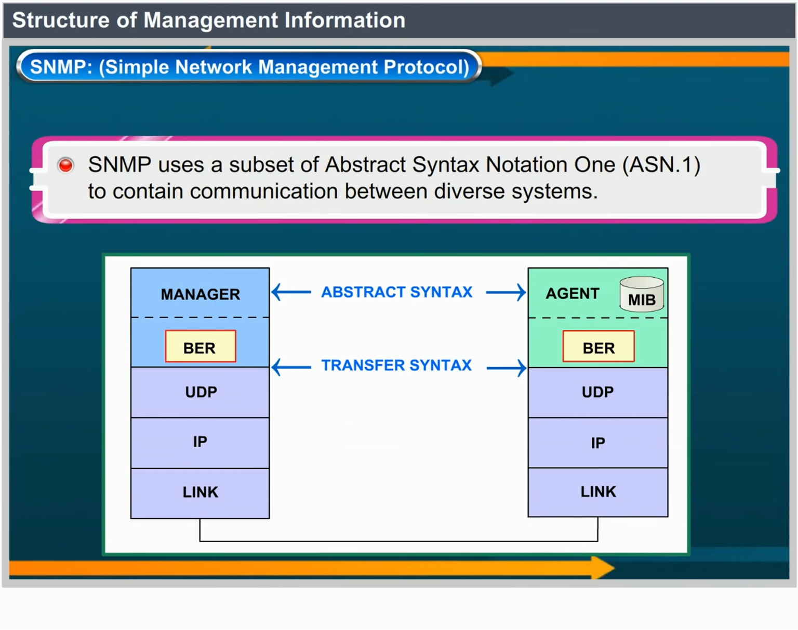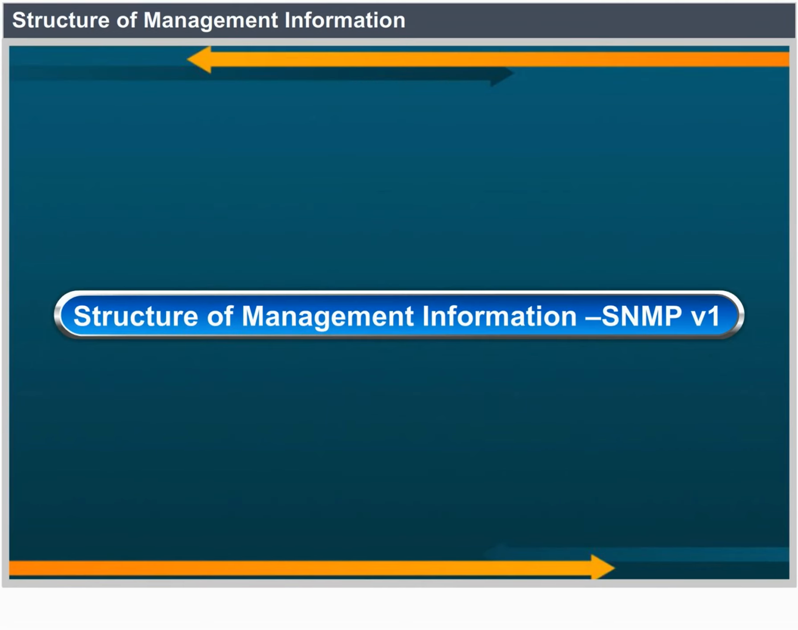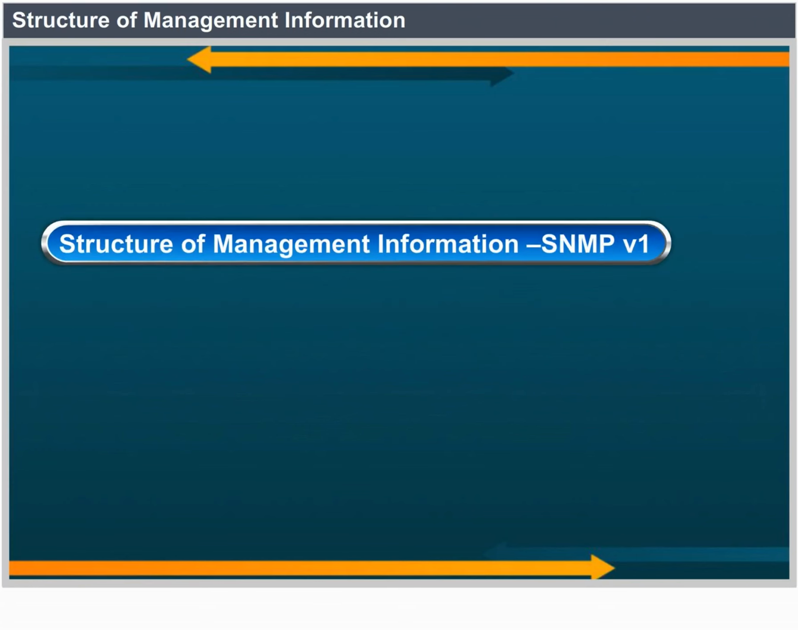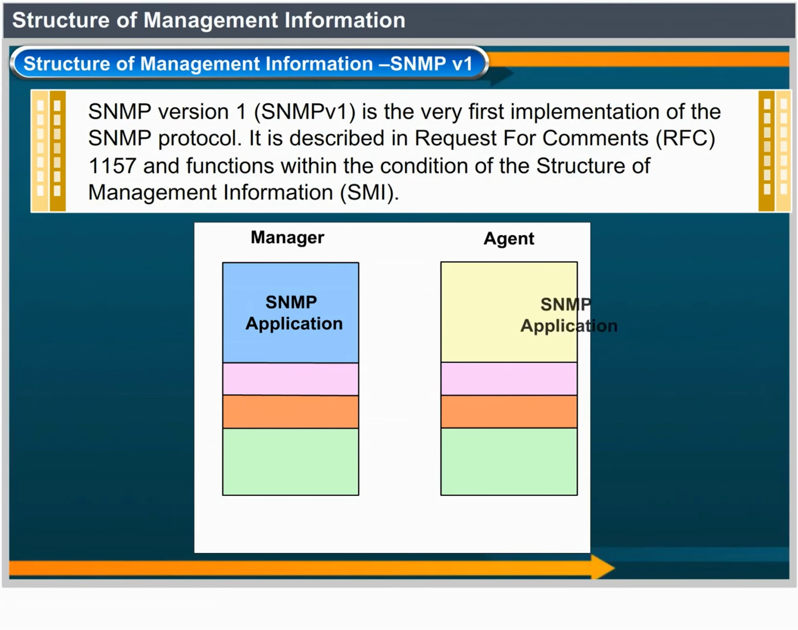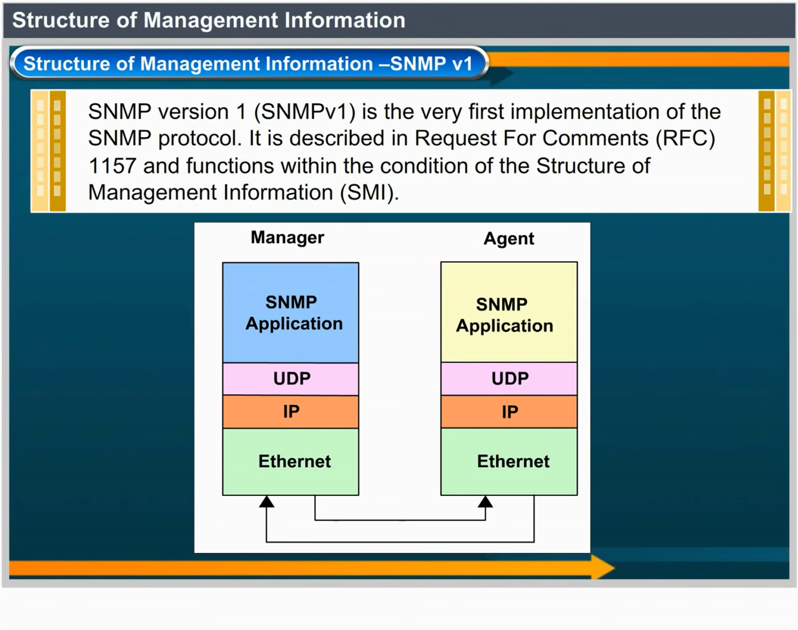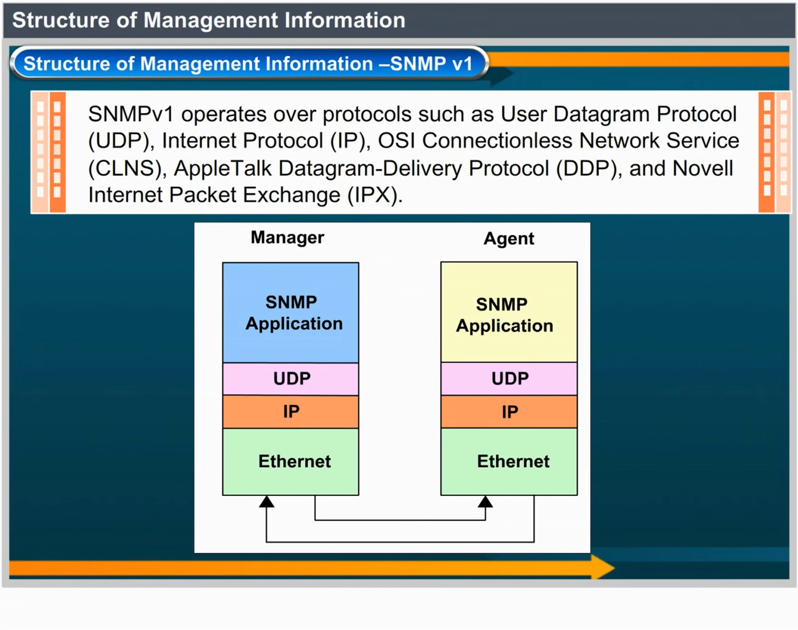Structure of Management Information, SNMP v1. SNMP version 1 or SNMP v1 is the initial implementation of the SNMP protocol. It is described in Request for Comments or RFC 1157 and functions within the specifications of the Structure of Management Information or SMI. SNMP v1 operates over protocols such as User Datagram Protocol or UDP, Internet Protocol or IP, OSI Connectionless Network Service or CLNS, AppleTalk Datagram Delivery Protocol or DDP, and Novell Internet Packet Exchange or IPX. SNMP v1 is widely used and is the de facto network management protocol in the Internet community.